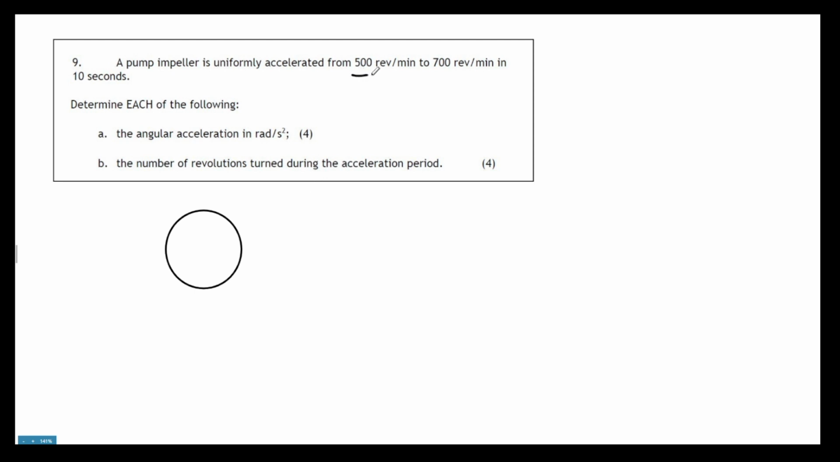This thing is going to be 500 revolutions per minute. We can say it starts at 500 revolutions per minute. I could actually put 1 minute like this, 1 minute. And then it's going to end at 700 revolutions in 1 minute. And we've got to calculate the acceleration in radians per second squared. It'd be nice to get it into those kind of units to start with.